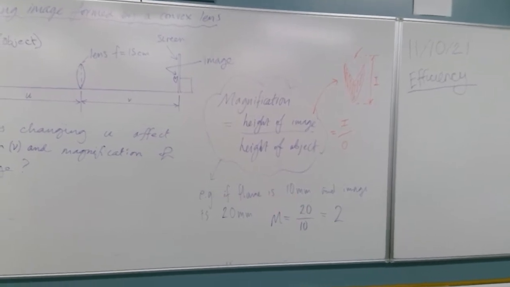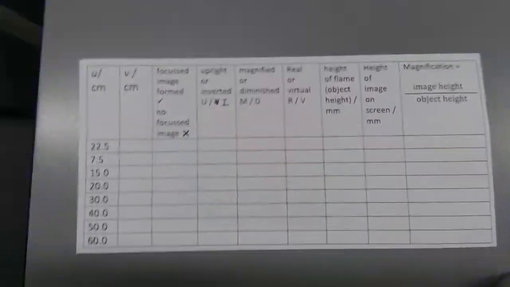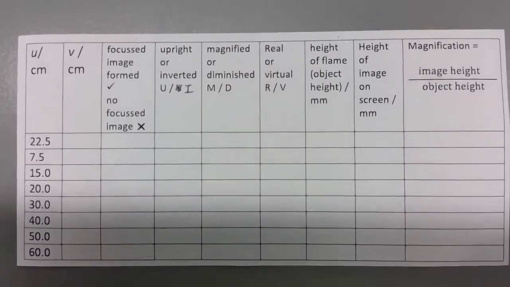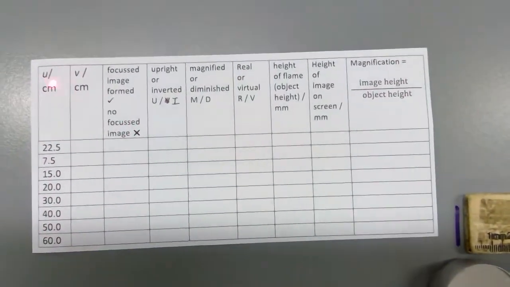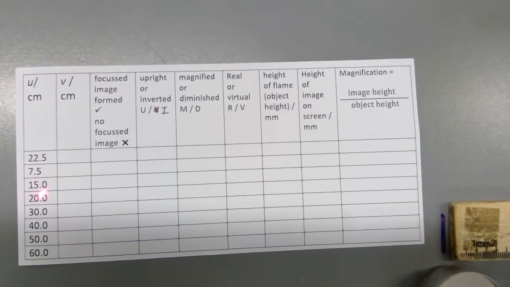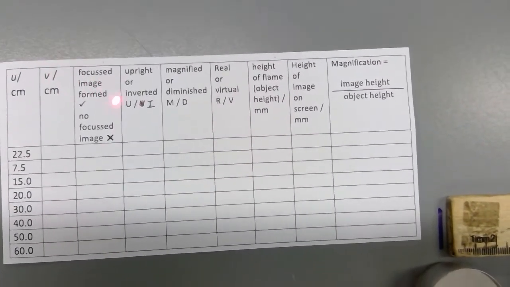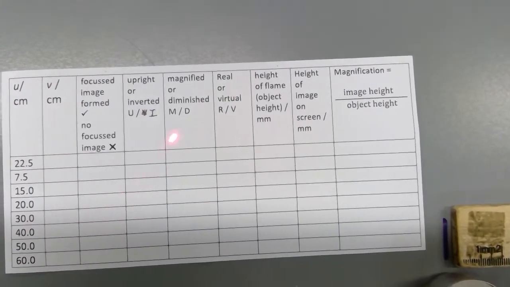The apparatus that we're going to use looks like this: a lens mounted in a holder, a meter rule, a screen, a candle, and the table of results looks like this. We've got the distance between the lens and the object, the candle, u, and the distance between the focused image and the lens, v. And is a focused image formed, yes or no?